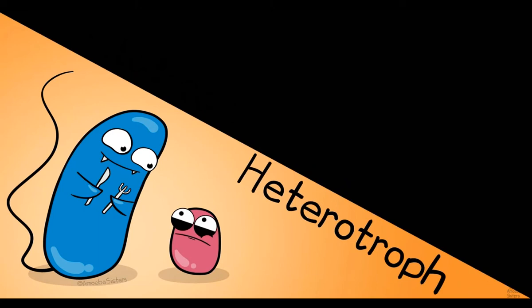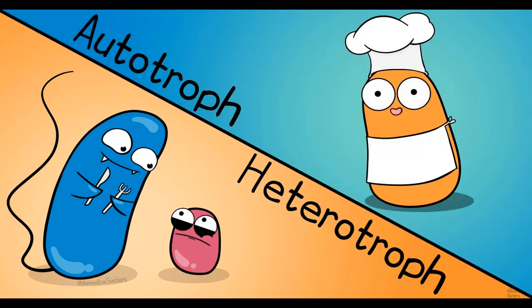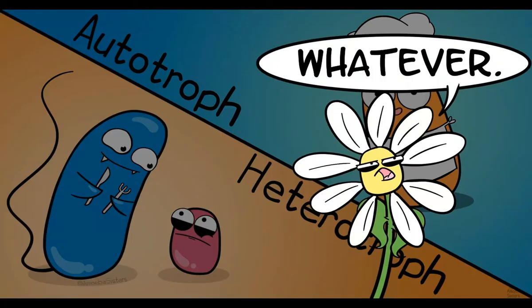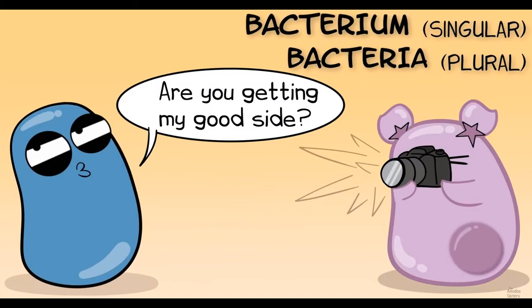Some of them are heterotrophs, meaning they consume or feed on some organic matter. But some are autotrophs, they can make their own food. Plants aren't the only autotrophs. Let's take a look at this bacterium here. Bacterium is just singular, while bacteria is plural.